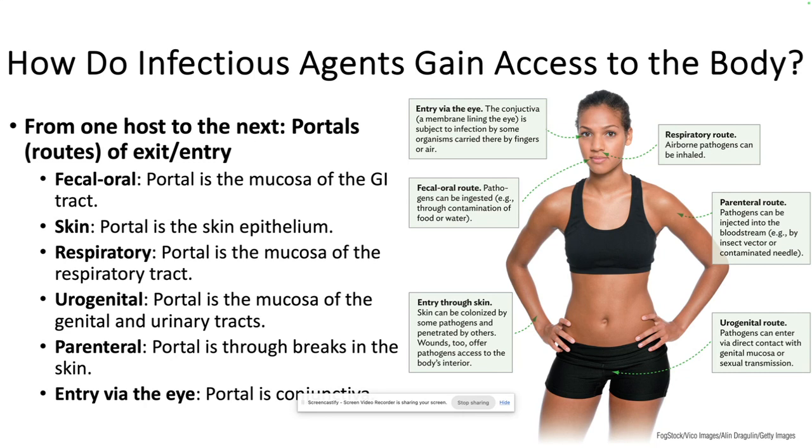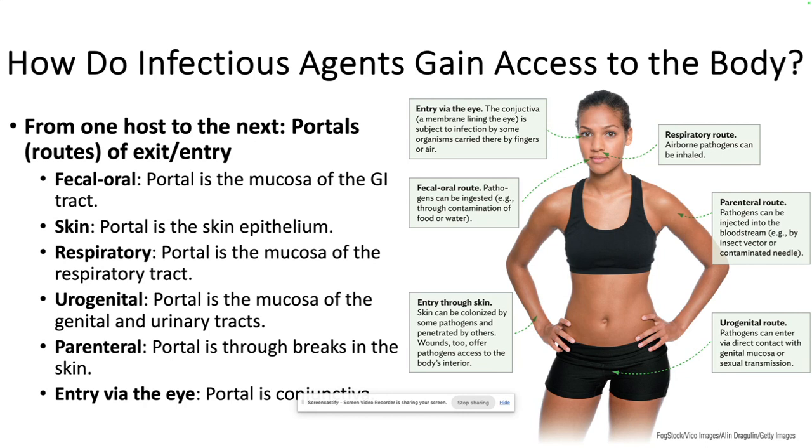So it'll come through the epithelium. The third route of entry would be your respiratory system. The portal is the mucosa that is part of this respiratory tract. So this is going to be the mucosa in the back of your nose, in your lungs, and so forth. Mostly this is going to deal with the airborne pathogens that you inhale.